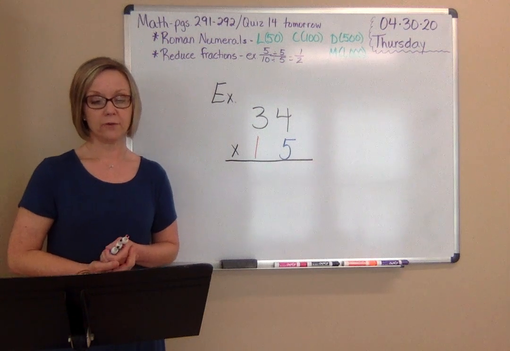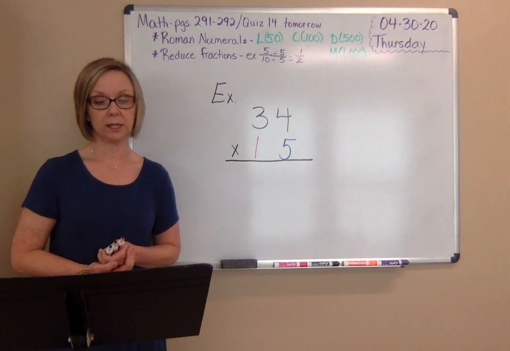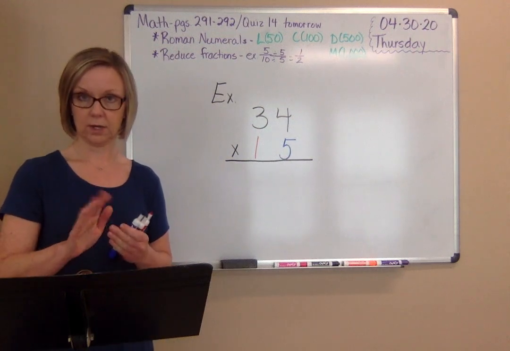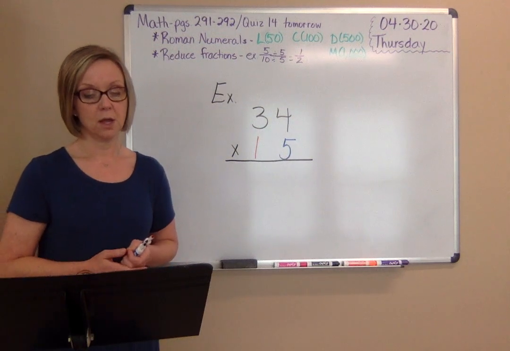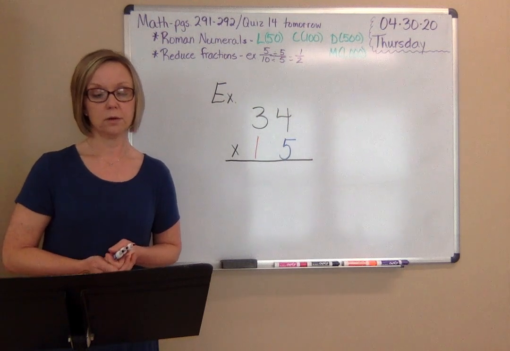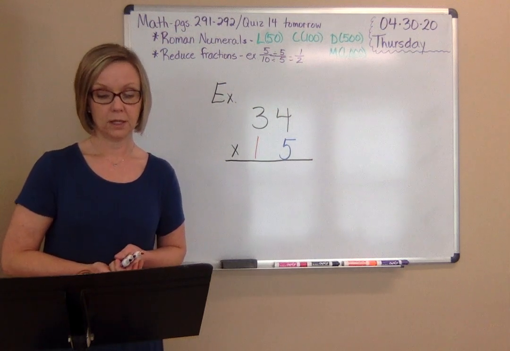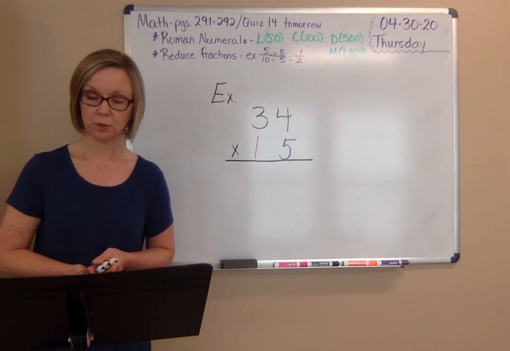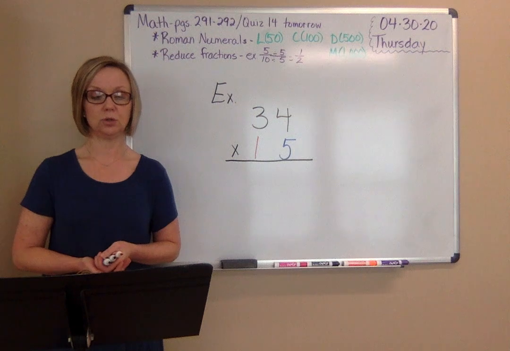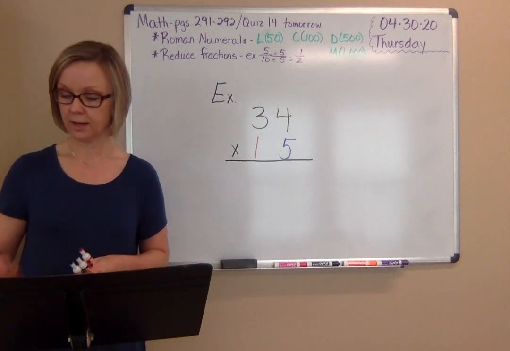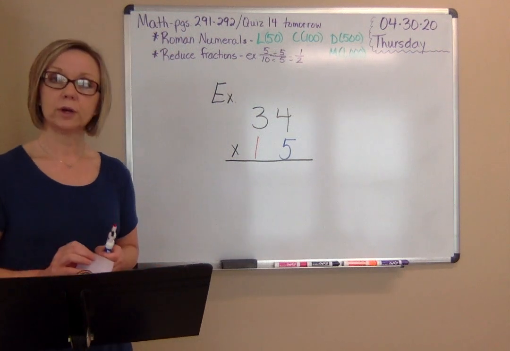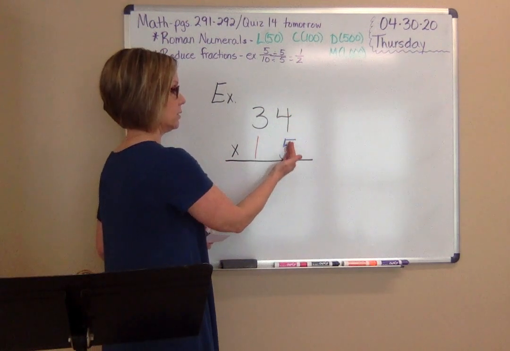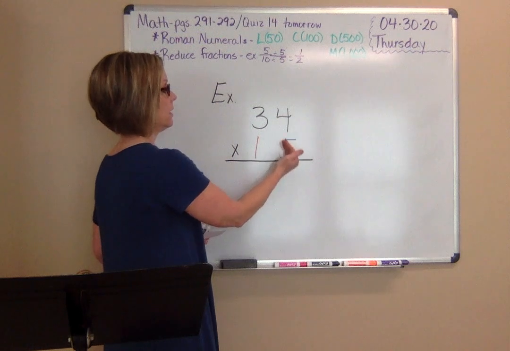Number 1, look at your steps. Multiply 34 by 5, carrying to the tens place. Cross out any carrying number. Okay? Step 2, multiply 34 by 1. Move over one space and write a 0 in the ones place before you multiply, and then add the two partial products.